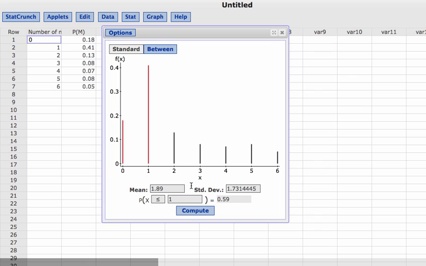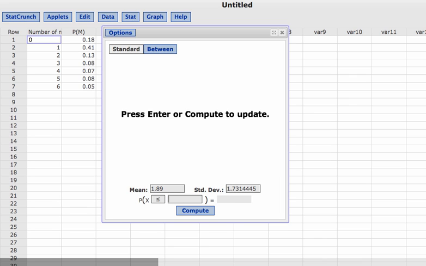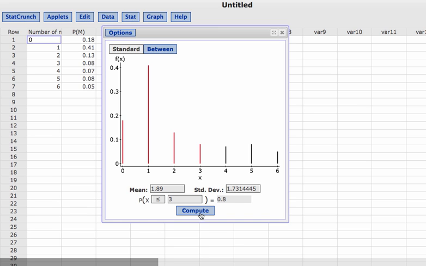This is great because now we don't have to do all those calculations by hand. Something else that's great is it allows you to change and calculate probabilities. So if you remember, in the previous video, we calculated the probability of having 3 or less medications daily. Well, if I change this to 3, hit compute, we get the same answer of 0.8. This is great because it allows us to not only make calculations, but it gives us the mean and standard deviation as well.